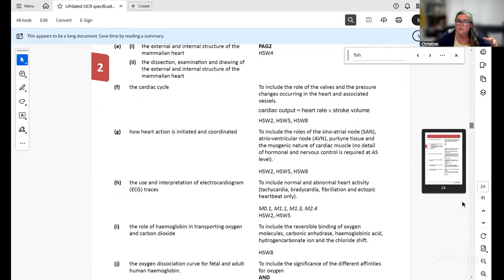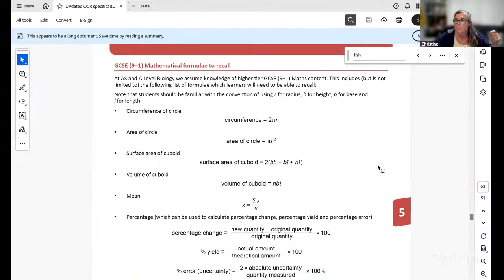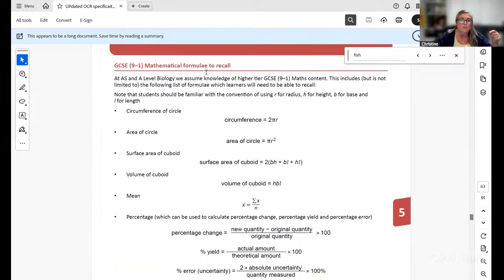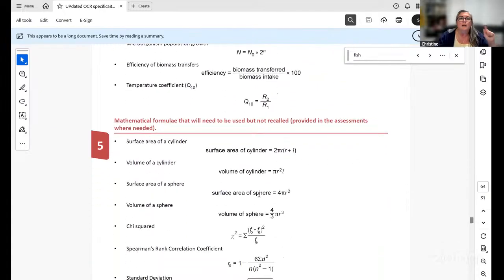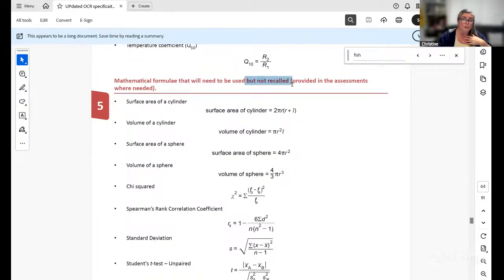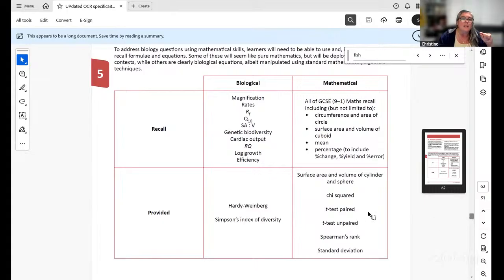And let me just jump down. For those of you who are worried about your maths, down here at page 63, it does tell you all the maths as an expectation. This is recall from GCSE, and then biological formula to recall for your exam. Again, carrying on, and then it's the ones that they will be giving. So not recall will be provided in the assessment. So make sure you are looking at them, but they're just the main ones exactly. They're not all of them. So there is an expectation, and this one's quite a nice diagram to show that.